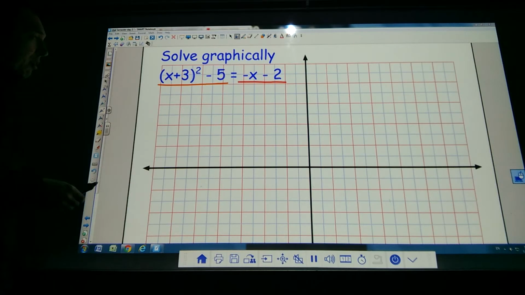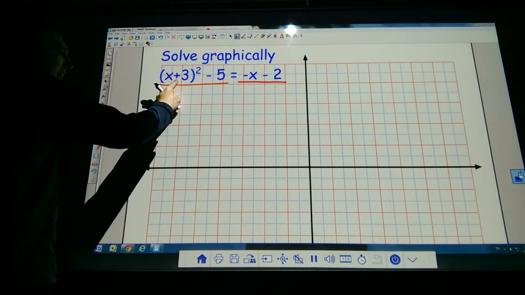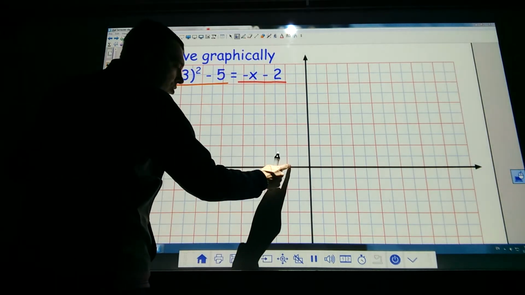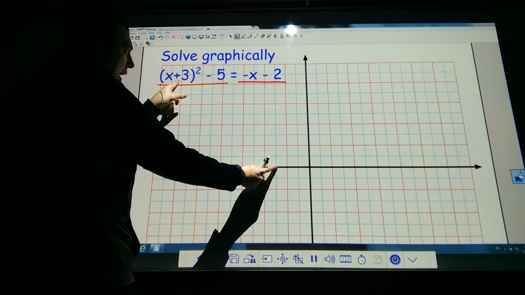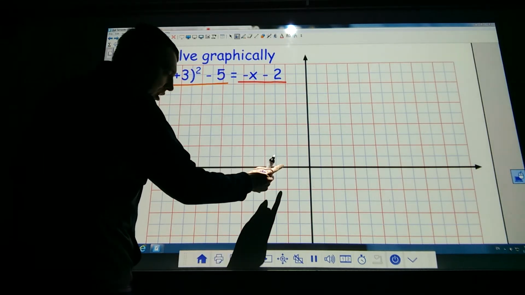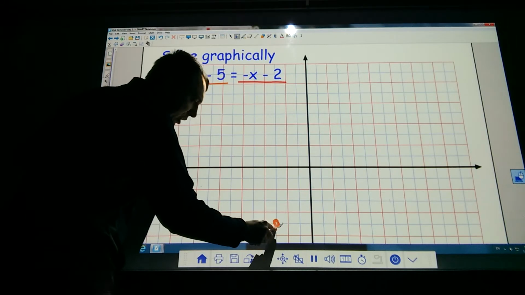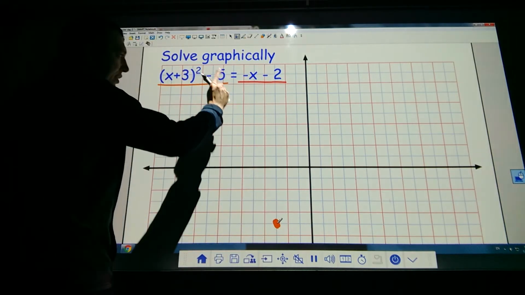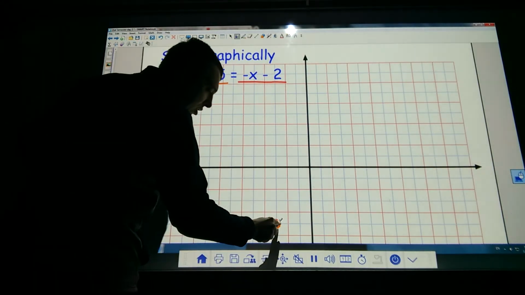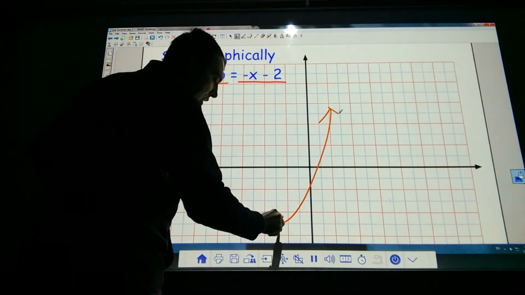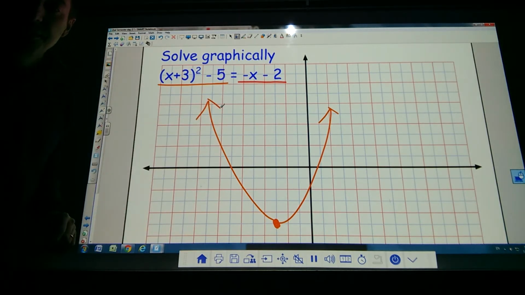I'm sure you remember. The vertex is opposite on the inside, so that's -3. 1, 2, 3. -5, same on the outside. Opposite on the inside, same on the outside. 1, 2, 3, 4, 5. The vertex is -3, -5. It's a parabola because of the squared. Number out in front is positive, so it curves up. We have now graphed the left-hand side.